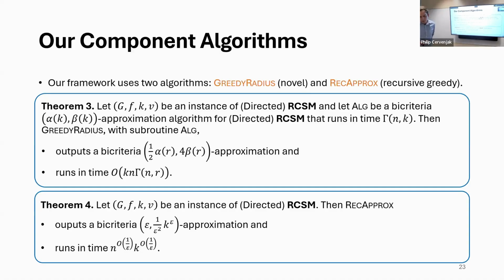And then for RecReProx, theorem 4 states that it outputs a bi-criteria (epsilon, 1 over epsilon squared times k to the epsilon) approximation. And it has this running time here, which is polynomial for any constant epsilon. So basically the idea of our framework, as I'll explain, is that we're going to plug in RecReProx into alg, and we'll spit out the guarantees that we want in terms of r rather than k.